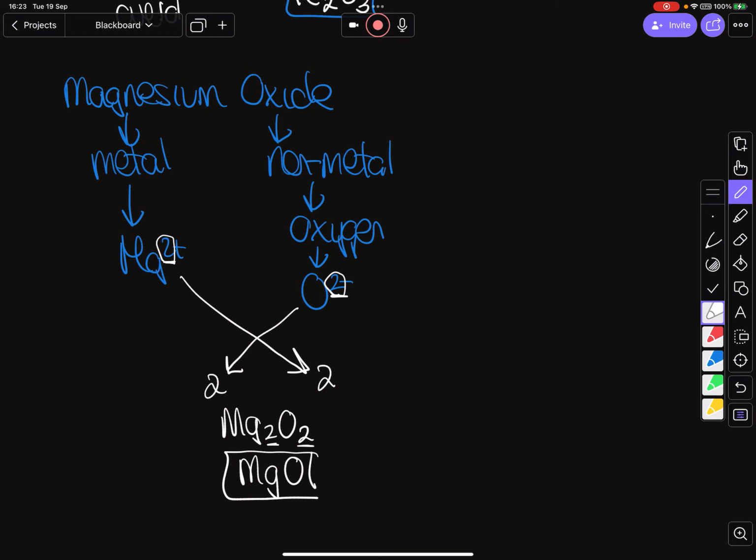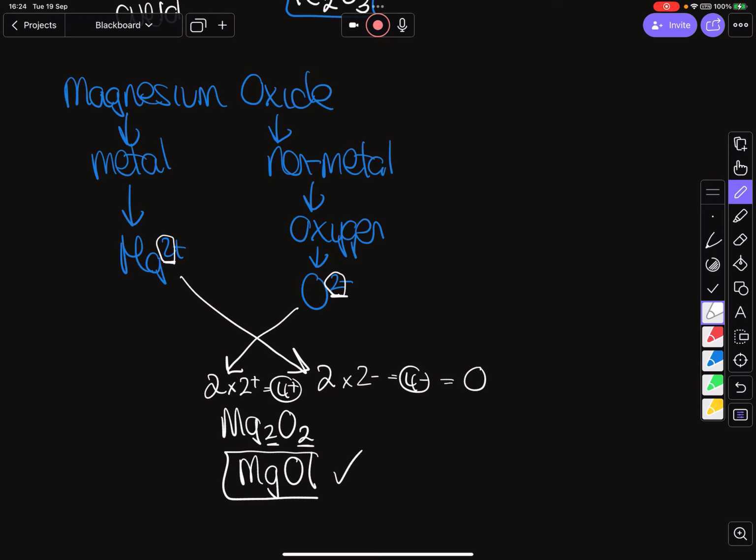And if we just look at the charges, I have 2 by 2 plus. I technically have 2 by 2 minus. This 2 by 2 plus is 4 pluses. This 2 by 2 minus is 4 minuses. When I add these together, I will get my total of 0. So that makes this correct.